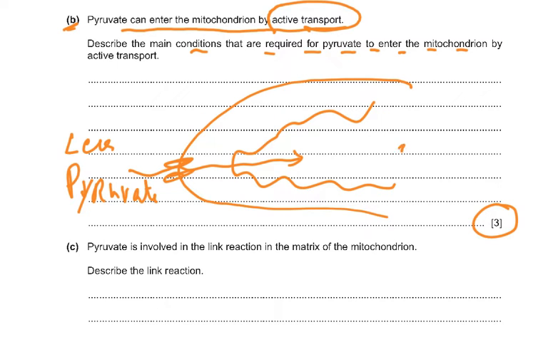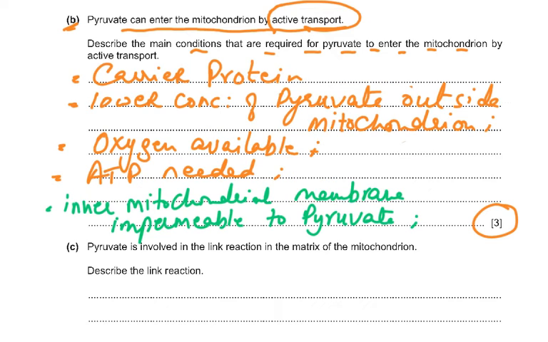And oxygen has to be available. You see, oxygen is the pulling force. That's why the pyruvate only enters the mitochondrion in aerobic respiration. It does not enter in anaerobic respiration. So: carrier protein, lower concentration of pyruvate outside the mitochondrion, oxygen should be available, ATP is needed, and the inner mitochondrial membrane is impermeable to pyruvate.